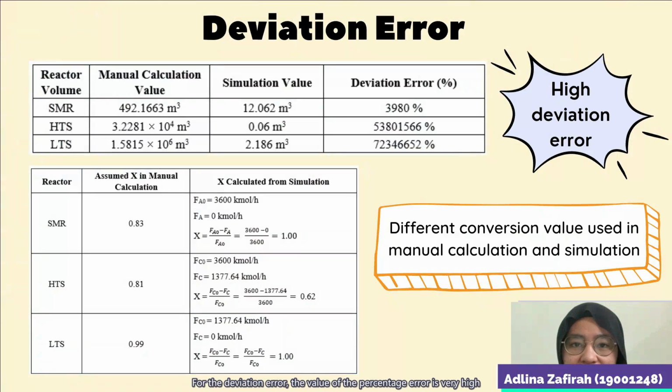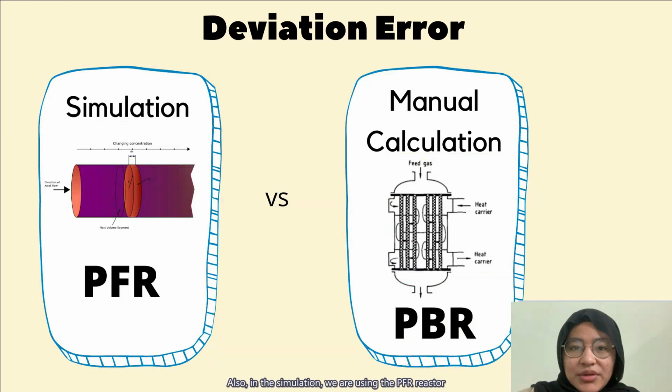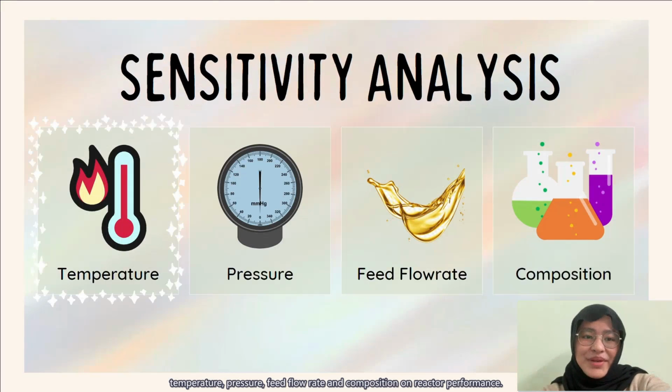For the deviation error, the value of the percentage error is very high because the values of volume in simulation and manual calculations are very different. This is because the value of conversion in the manual calculation is assumed and the value of conversion is calculated for the simulation. Also, in the simulation, we are using the PFR reactor, while in the manual calculation, we are using PBR. Sensitivity analysis is performed to discuss the effect of temperature, pressure, feed flow rate, and composition on reactor performance.